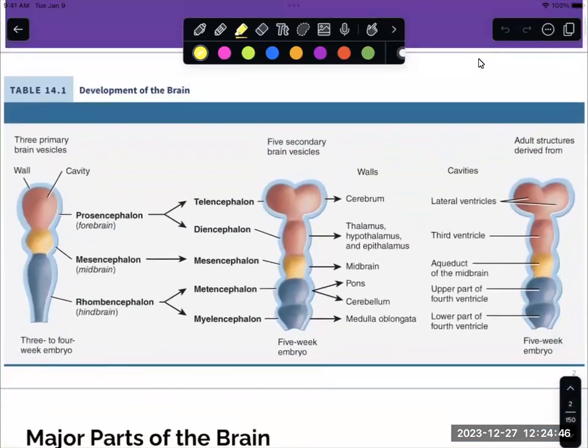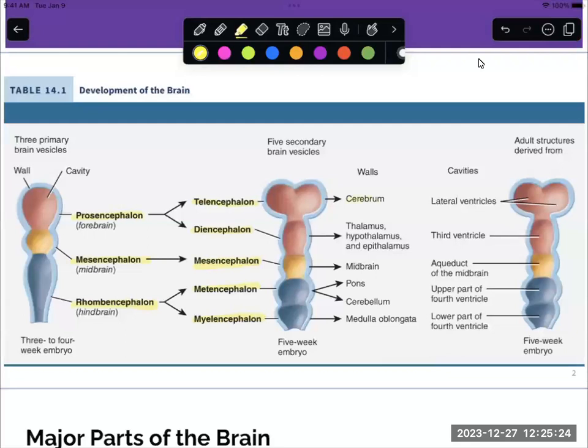So when our brain develops, it starts as three different sections. There's prosencephalon, mesencephalon, and rhombencephalon. The mesencephalon is going to keep its name, while the prosencephalon is going to split off into the telencephalon and diencephalon. The rhombencephalon will break off into the metencephalon and myelencephalon. These are all going to become the main parts of the brain.